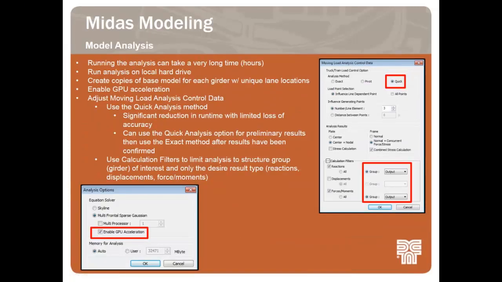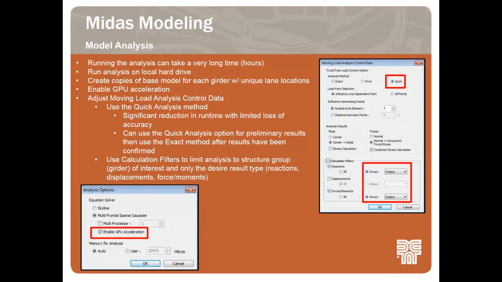For the model analysis, with having these very large models, the analysis can take a very long time, up to multiple hours. When we first ran one of our models without even having live load, or maybe minimum live load for exterior girder, I think it took about 2 hours to run. Some of the options to reduce this runtime and make the analysis time more reasonable is first to run your analysis on your local hard drive rather than a project server.